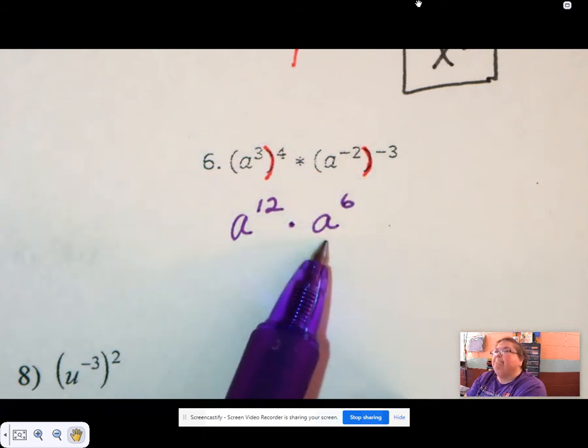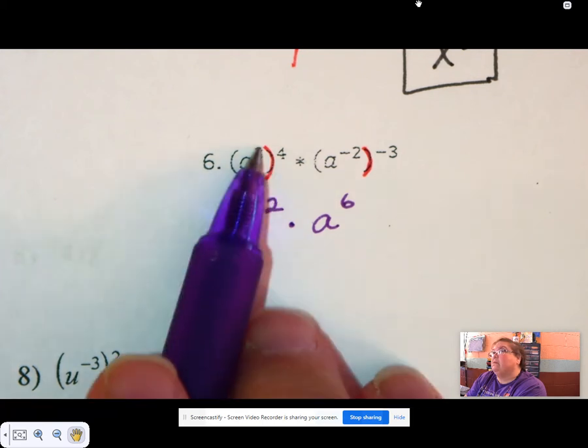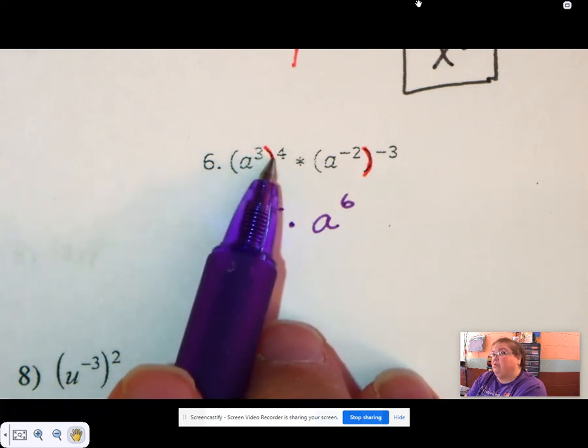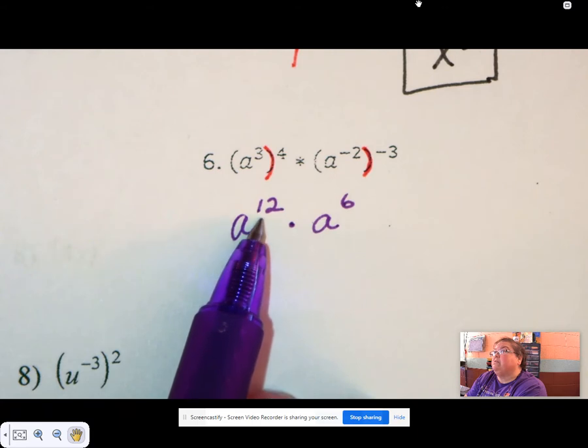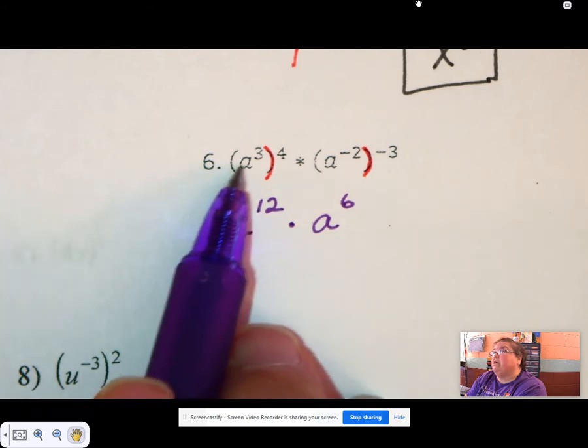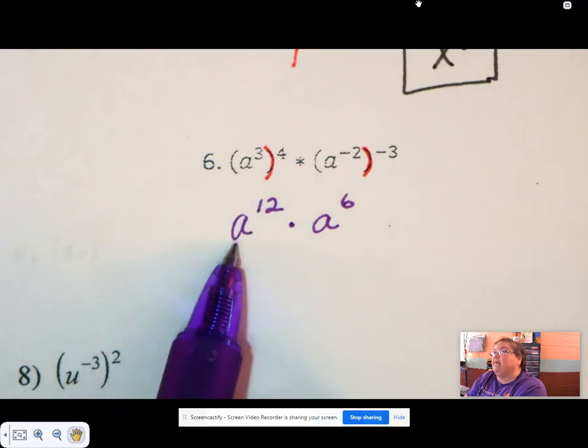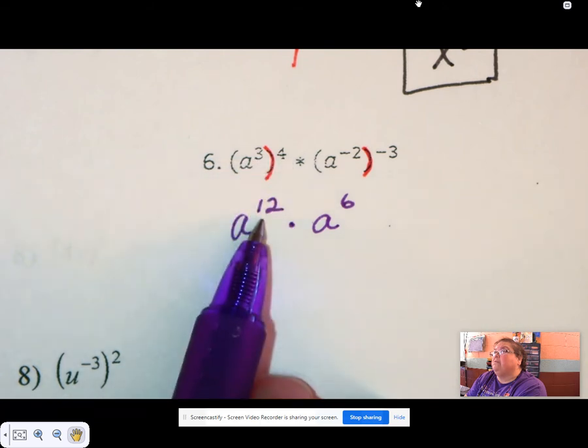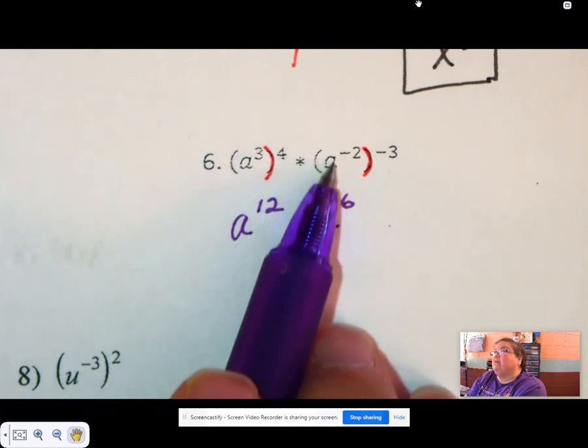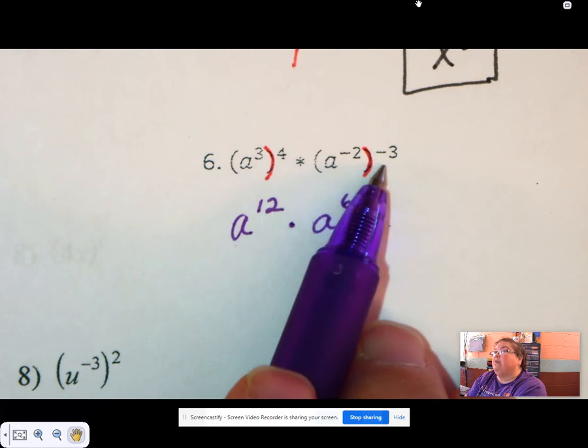Yes, ma'am. I was going to ask a question. All right. I'm lost is not a question. I'm multiplying the exponents. Keep the base. Multiply the exponents. Keep the base. Multiply the exponents.